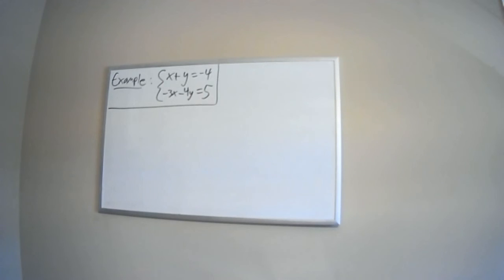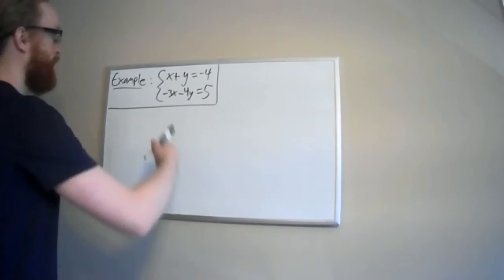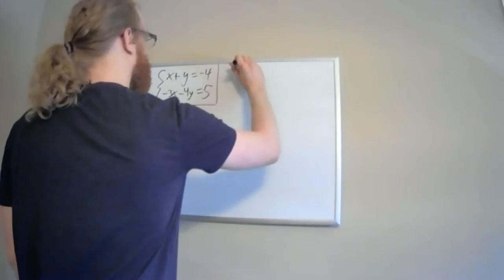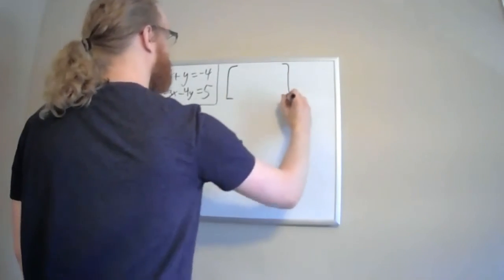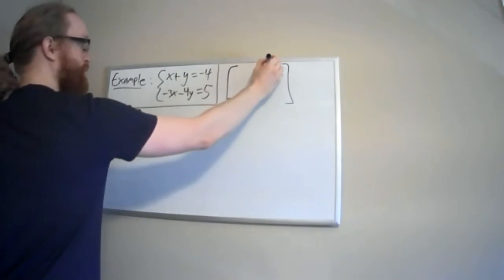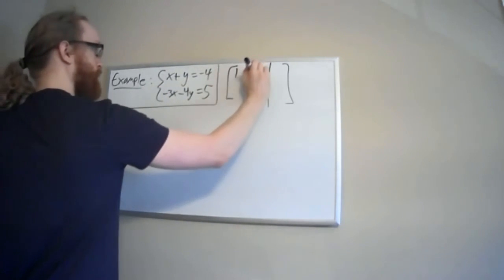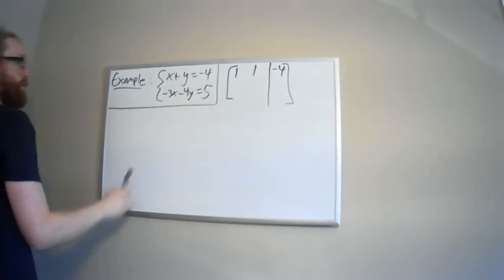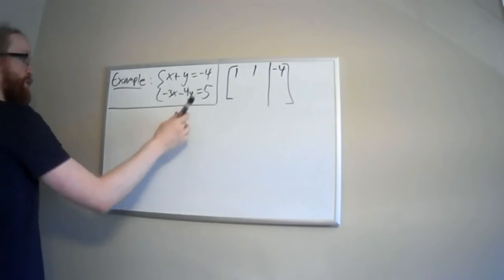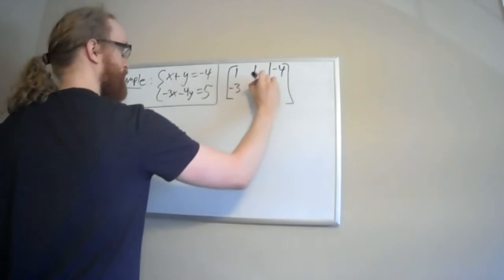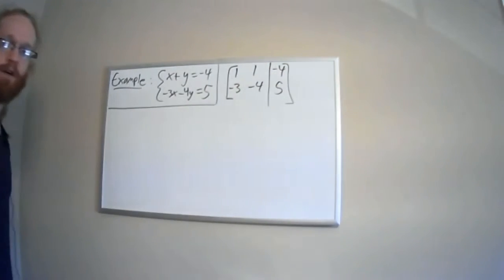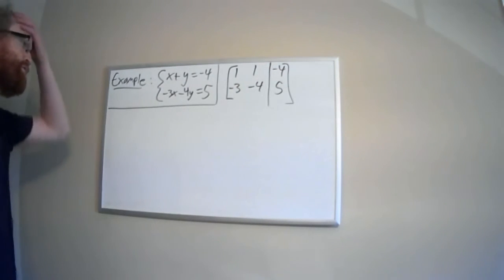So the first thing I need to do then is just write down the augmented matrix. That's always where we're going to start when we're solving a system of equations like this, is just write down the augmented matrix. So let's do that. Again, we're just going to fill in the numbers from the equation. So it'll be 1, 1, -4. And then it'll be -3, -4, 5. Okay, so there's our augmented matrix.